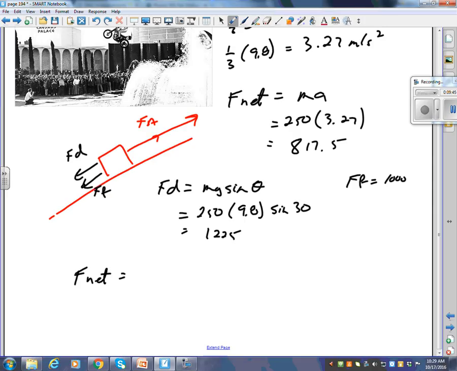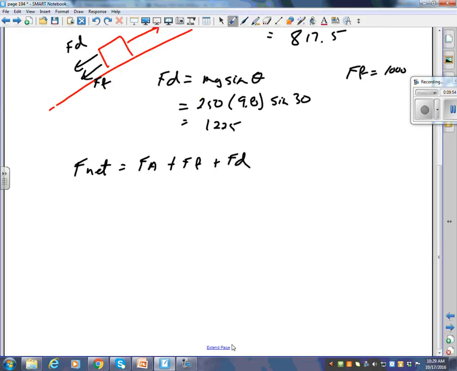F net is equal to the applied force plus the friction force plus the FD. Our net force was 817.5. The tricky part of this one is knowing what you're solving for, really. FA. The FF, now 1,000 or minus 1,000? Why negative, Shelby? Going the other way, right? And the 817 is positive, right? And the FD would also be negative, wouldn't it?